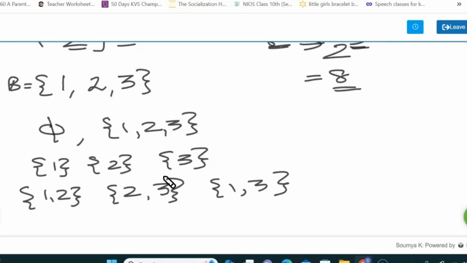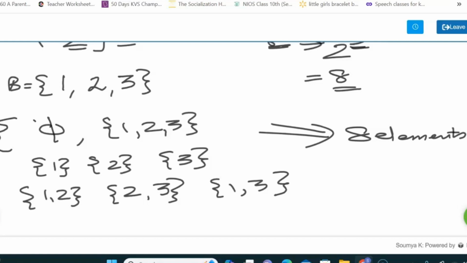If you check, in total 1, 2, 3, 4, 5, 6, 7, 8. We have got 8 elements as the subsets. Then the set of all these elements is known as the power set of B. So that is the output of that particular question.